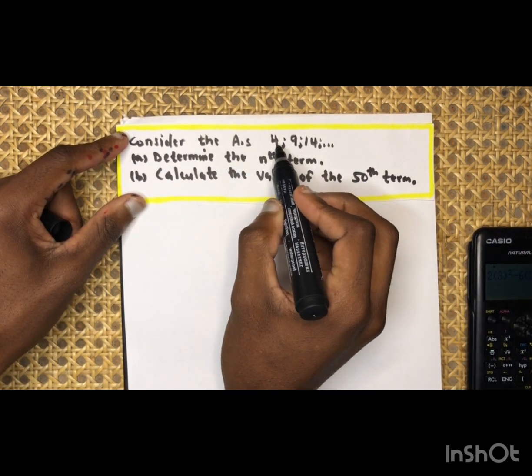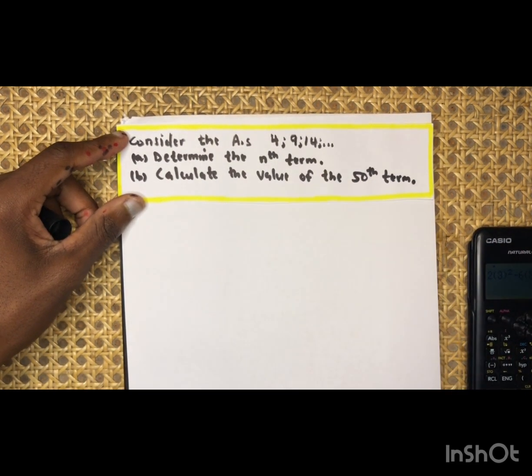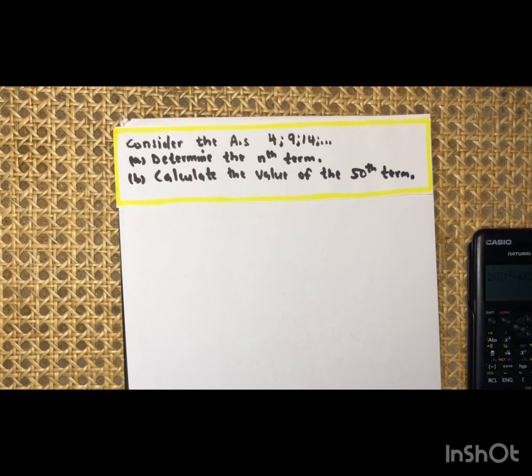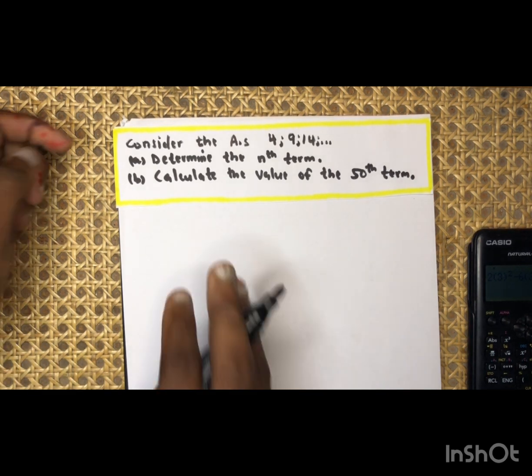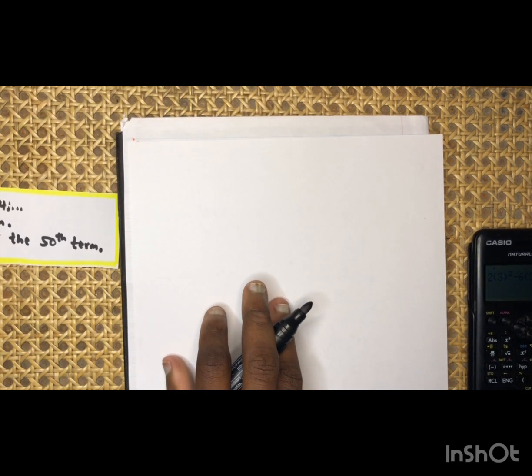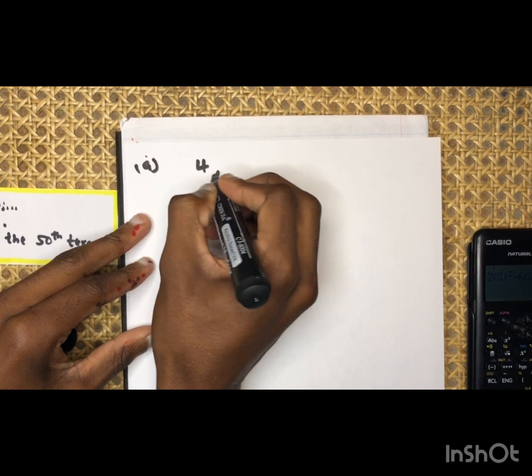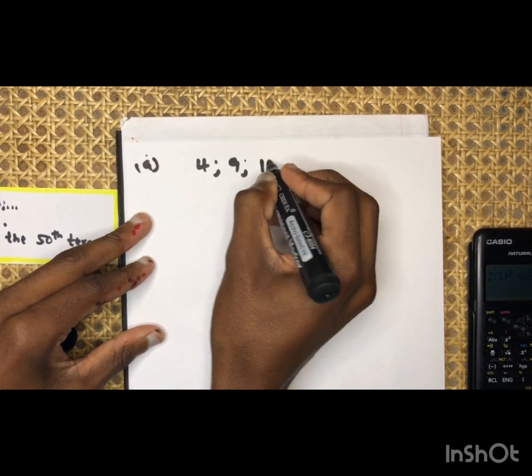All right, they say consider the arithmetic sequence, AS, 4, 9, 14. Determine the nth term. So guys, whenever they say determine the nth term, we know that they're looking for Tn. So here, guys, I'm going to write this question down. For A, we have 4, 9, 14.